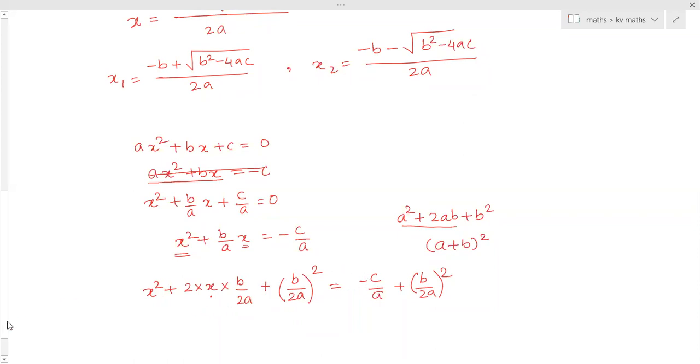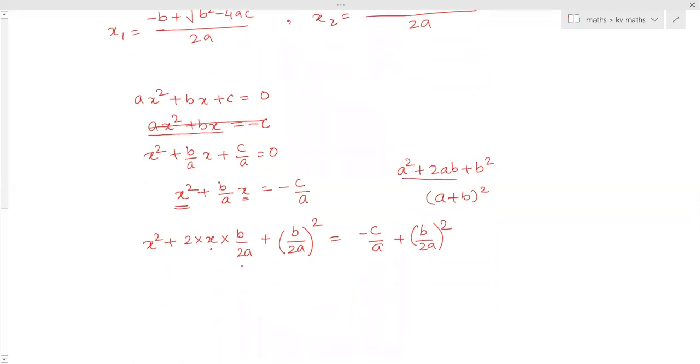Okay, clear? Now, whose square is this? X plus b by 2a whole square. That is equal to, now simplify RHS, minus c by a plus b square by 4a square.